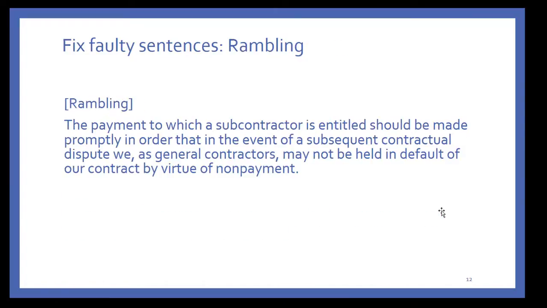Okay? Moving on, our rambling. Rambling is when we just put too many words in there and we don't really know where we're supposed to be reading anymore. But our example: the payment to which a subcontractor is entitled should be made promptly in order that in the event of a subsequent contractual dispute, we, as general contractors, may not be held in default of our contract by virtue of non-payment. That sounds like legalese going on and on and on. Technical writing, we want to be concise, to the point, and accurate.